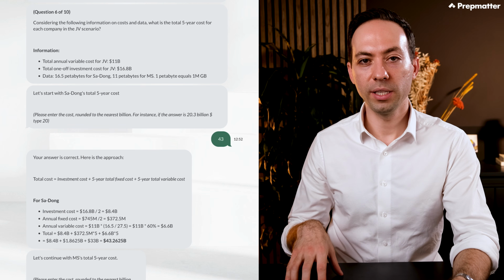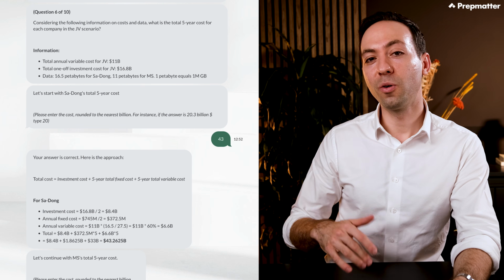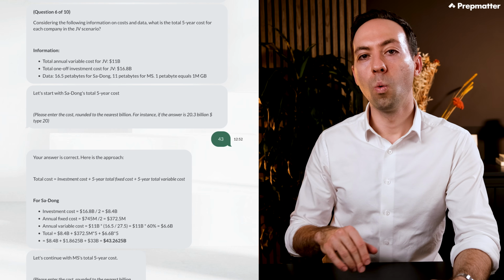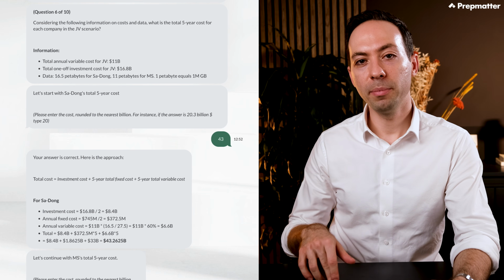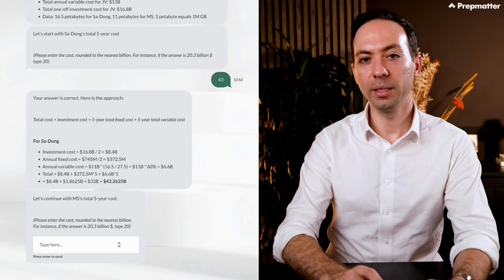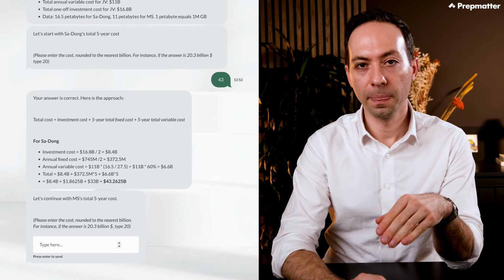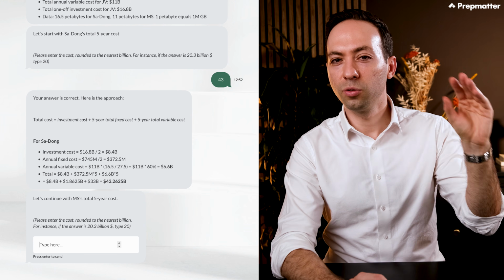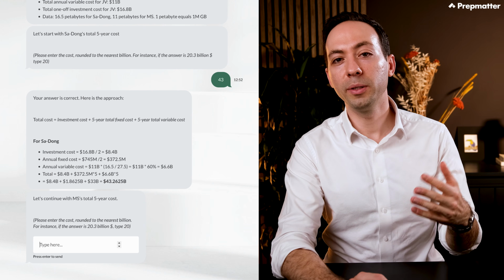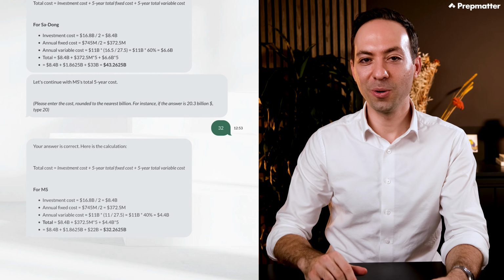Let's sum them up all together. So we have 8.4 billion, 1.8625 billion, and 22 billion. So it is 32.2625 billion. Since we need to round it to the nearest billion, our answer will be 32. Let's move to the 7th question.